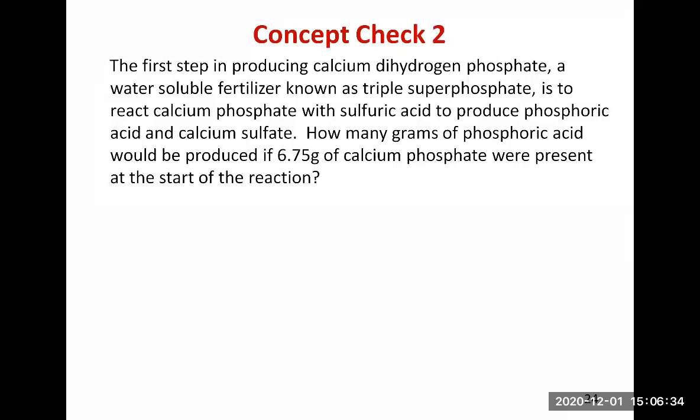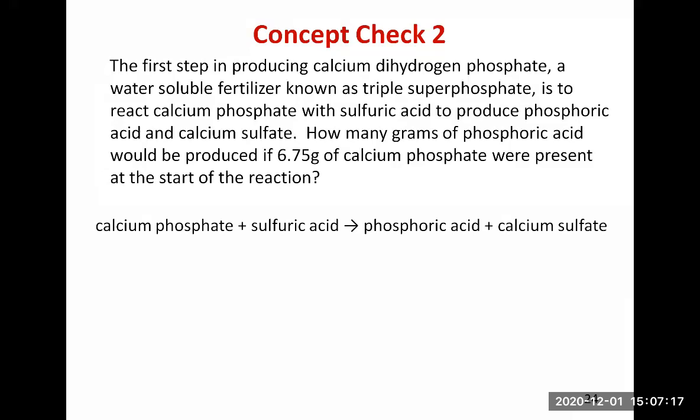So first you want to write the equation, and maybe the words are a good first step here. It says the first step in producing calcium dihydrogen phosphate, a water-soluble fertilizer known as triple superphosphate, is to react. So this is not even part of the equation. It's just the first step of a series of reactions that will ultimately lead to calcium dihydrogen phosphate. Where it starts is here, is to react. So we are reacting calcium phosphate with sulfuric acid to produce phosphoric acid with calcium sulfate. So that's how it is in words. That's the chemical reaction we are interested in.